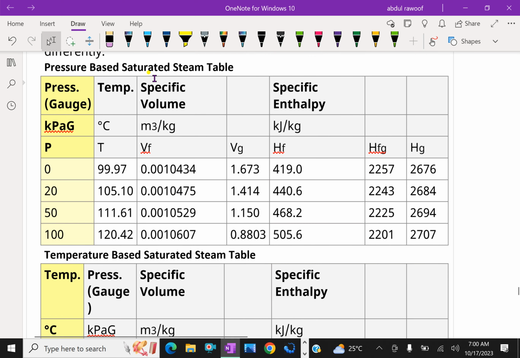Here, the pressure based saturated steam table. Here, first pressure is given, and from that temperature we can find specific volume and specific enthalpy. All together we can find in a particular page.